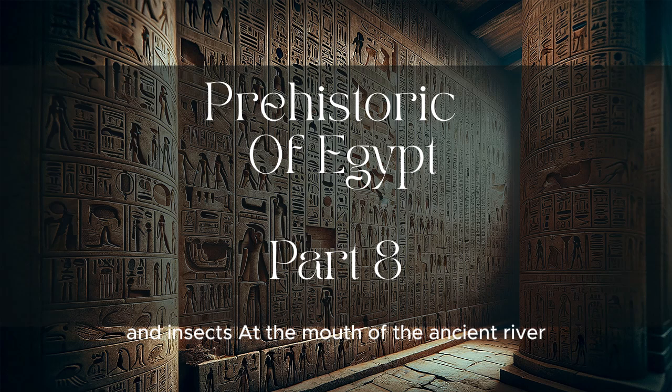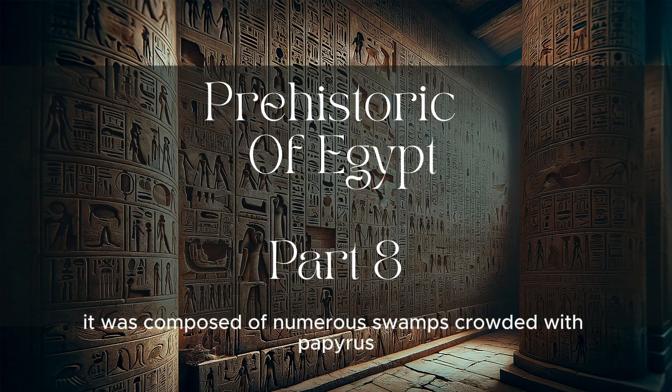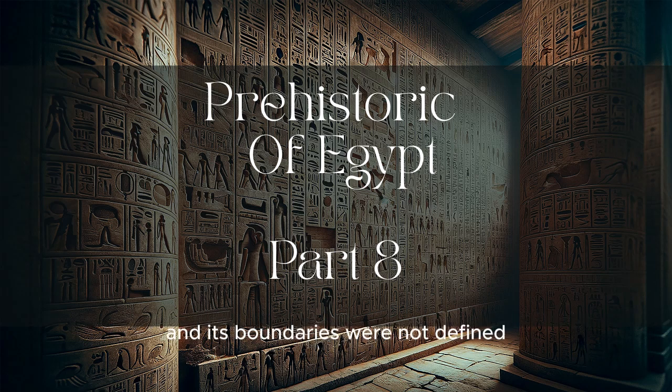At the mouth of the ancient river, known as the delta, layers of silt formed. Due to its low elevation, it was composed of numerous swamps crowded with papyrus, and its boundaries were not defined due to the ponds that submerged most of it. Human habitation since the beginning of this era has been consistent with the climatic changes we will discuss.